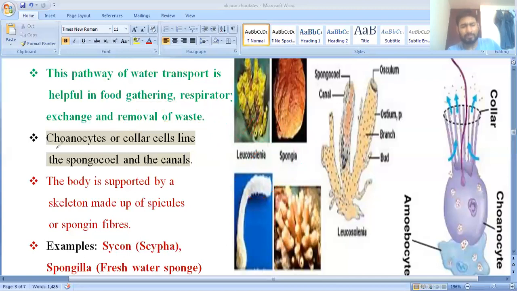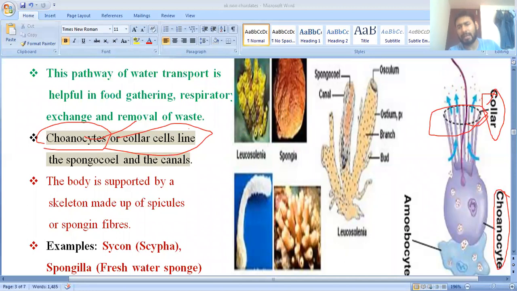Okay, next, I already mentioned in that figure the choanocytes or collar cells. Here you can see the figure, choanocytes or collar cells. Why do we call them collar cells? They have a collar-like structure, and these choanocytes are provided with flagella. These flagella help in the current of the water, meaning a particular direction of water current. Clear? And these choanocytes attach with a special type of cells known as amebocytes. Clear? So here they have again the spongocoel and the canals.